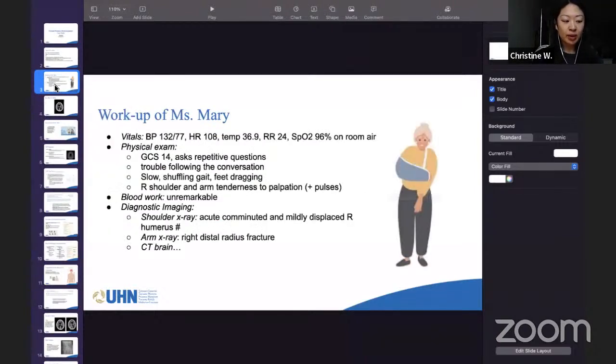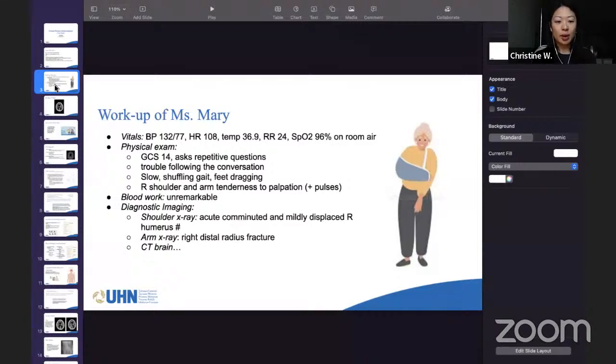So as a part of her workup, her vital signs: her blood pressure is normal. She's a bit tachycardic. She's afebrile. She has increased respiratory rate and her oxygen saturation is okay. She's GCS 14, as in she's confused, but she opens her eyes spontaneously and follows commands. But she's asking repetitive questions. She has a lot of difficulty following the conversation.